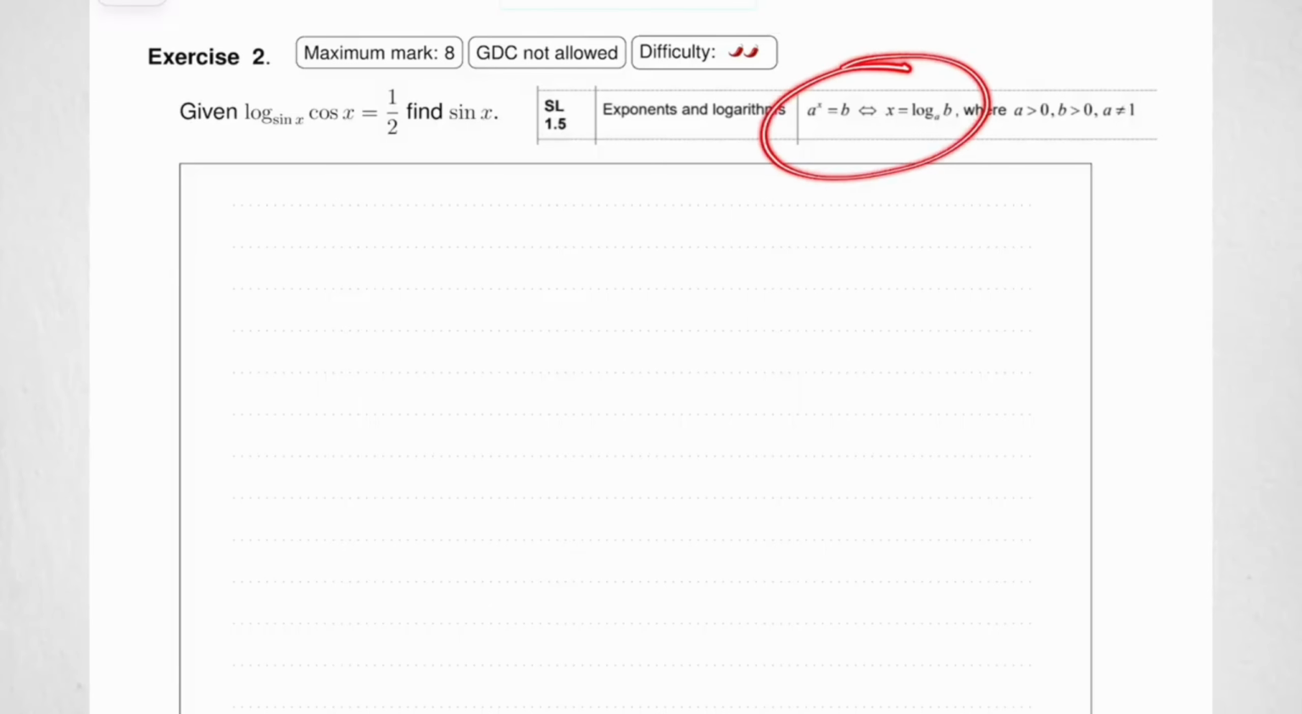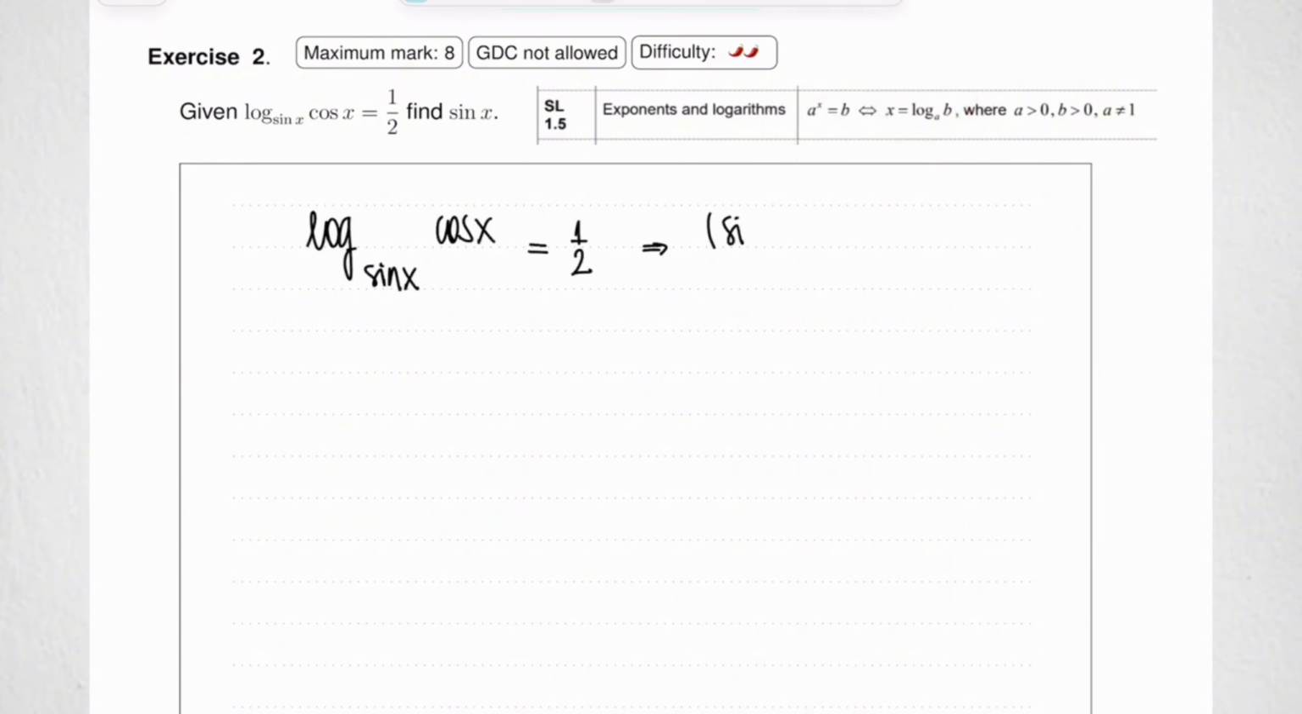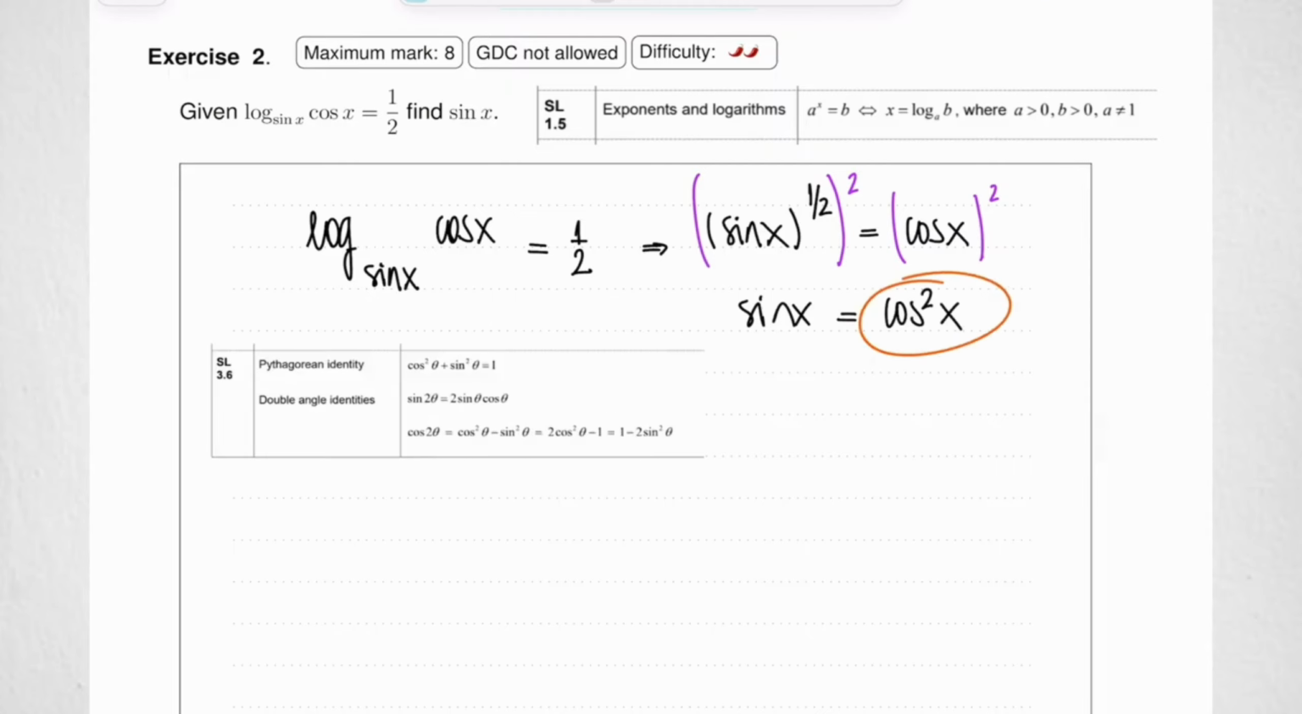In this exercise number 2, we have a nice little mix between logs and trigonometric functions. Converting this log to an exponential, which means going from the right to the left-hand side over here, we get sine of x to the power of 1 over 2, which is root of sine of x, equals cosine of x. If we square both sides, we get sine of x equal to cos squared of x.